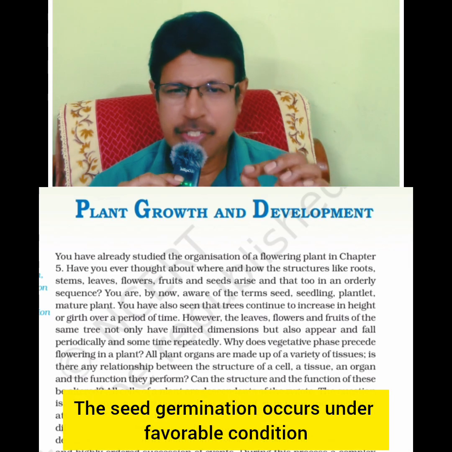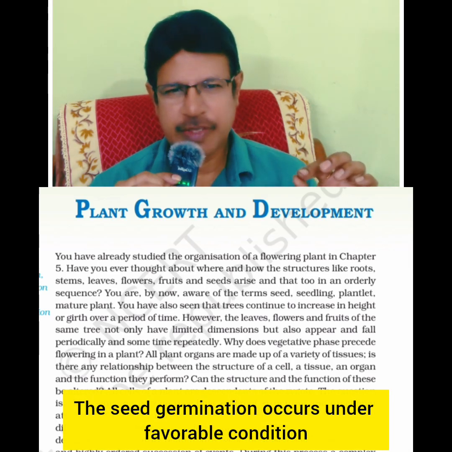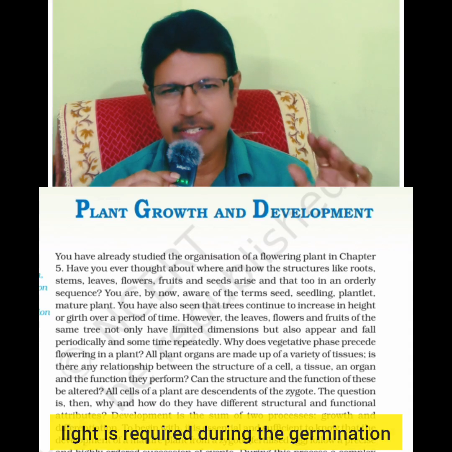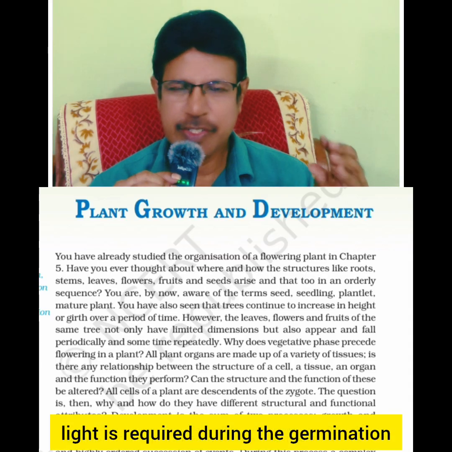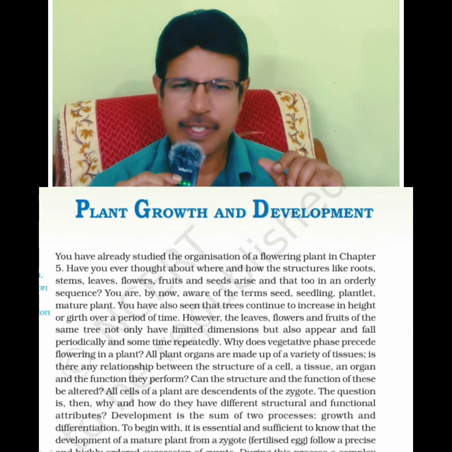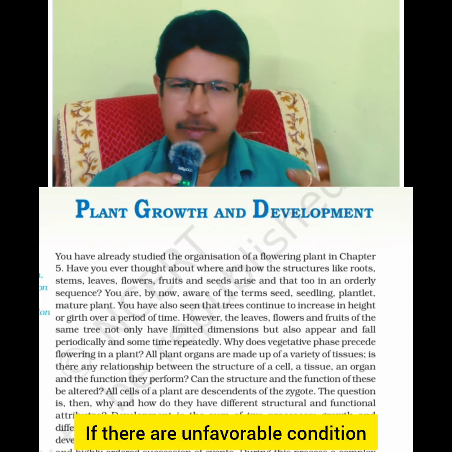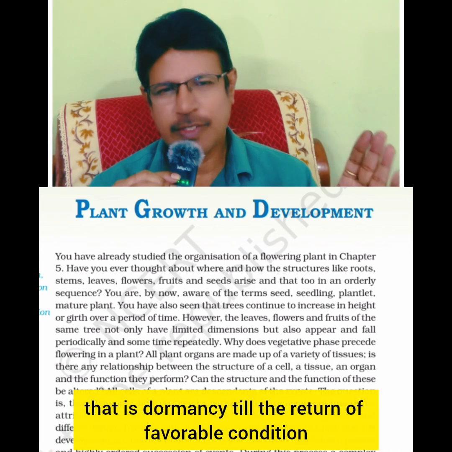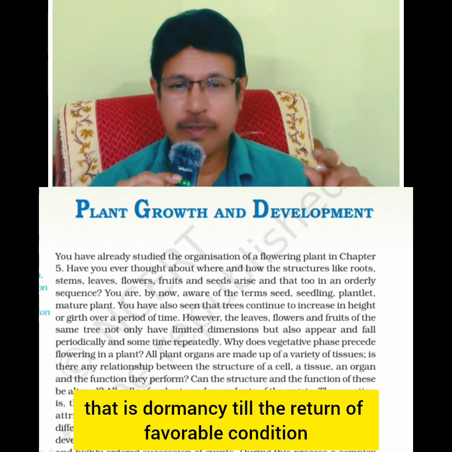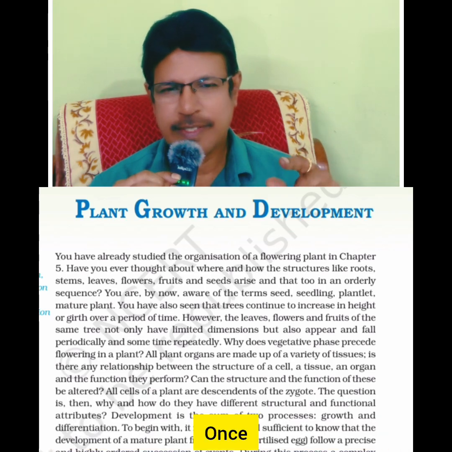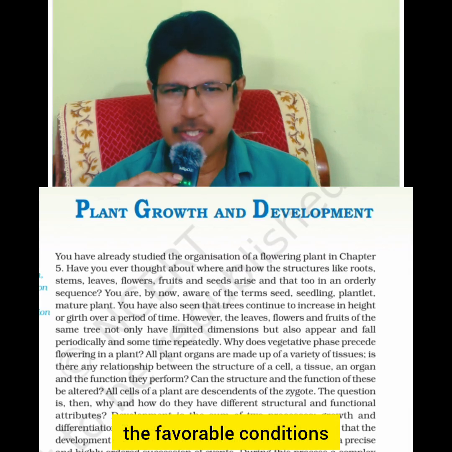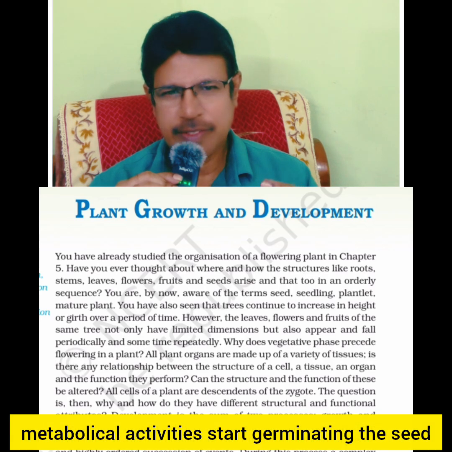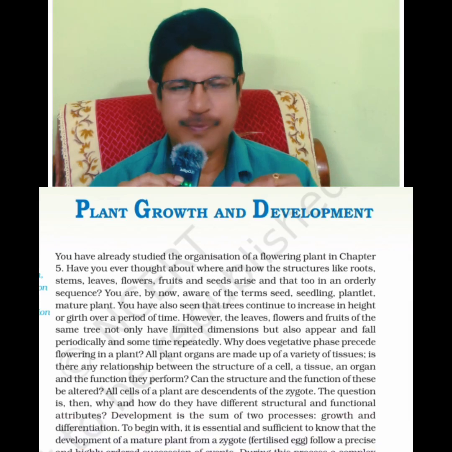Seed germination occurs under favorable conditions. Water, moisture, temperature, light are required during germination. Next, if there are unfavorable conditions, the seed is forced to enter into suspended growth, that is dormancy, till the return of favorable conditions. Once the favorable conditions resume, growth and metabolic activities start, germinating the seed.